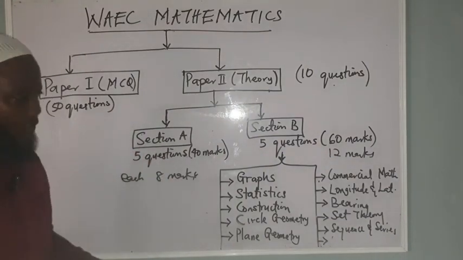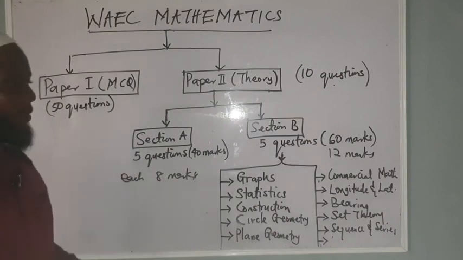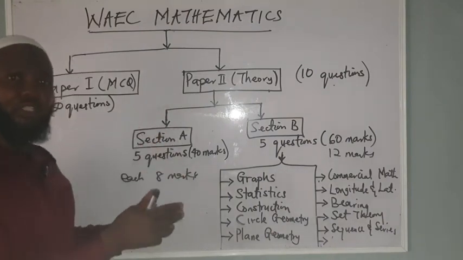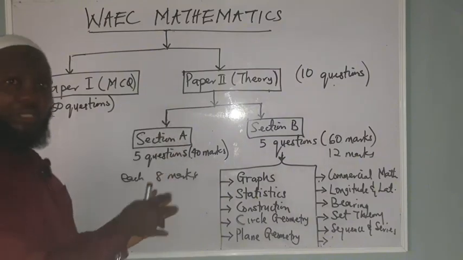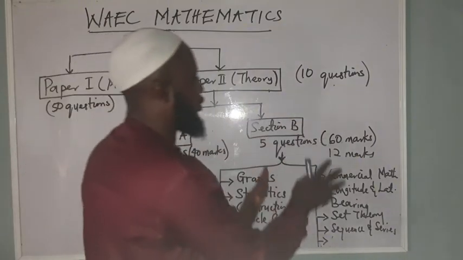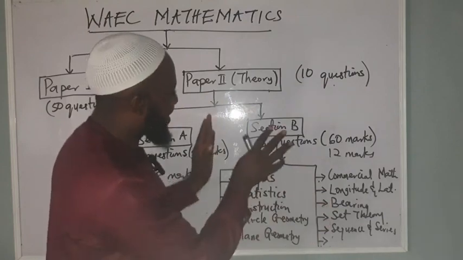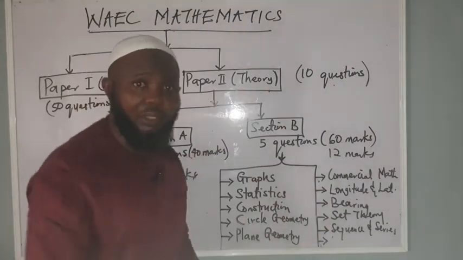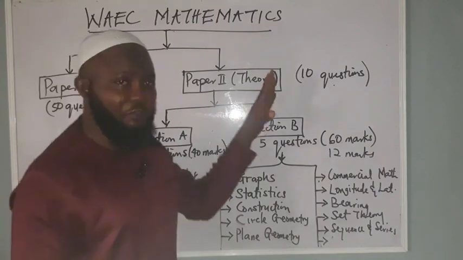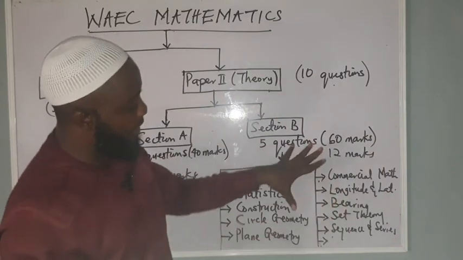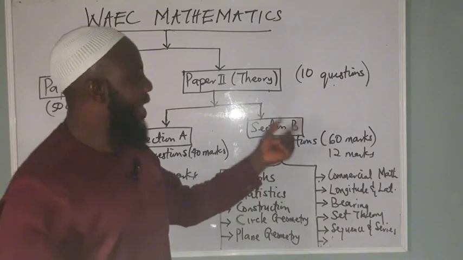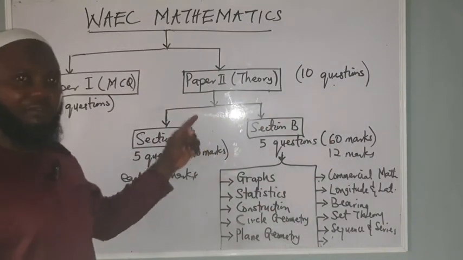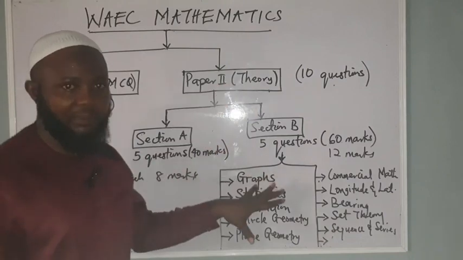I always advise students that when you are given your question paper, don't start with section A. Though it is compulsory, it doesn't mean that you must do it by force. No. Go to section B. Try as much as possible to complete the 5 questions in section B. If you complete the 5 questions in section B, you have a chance of scoring very high in your theory part.